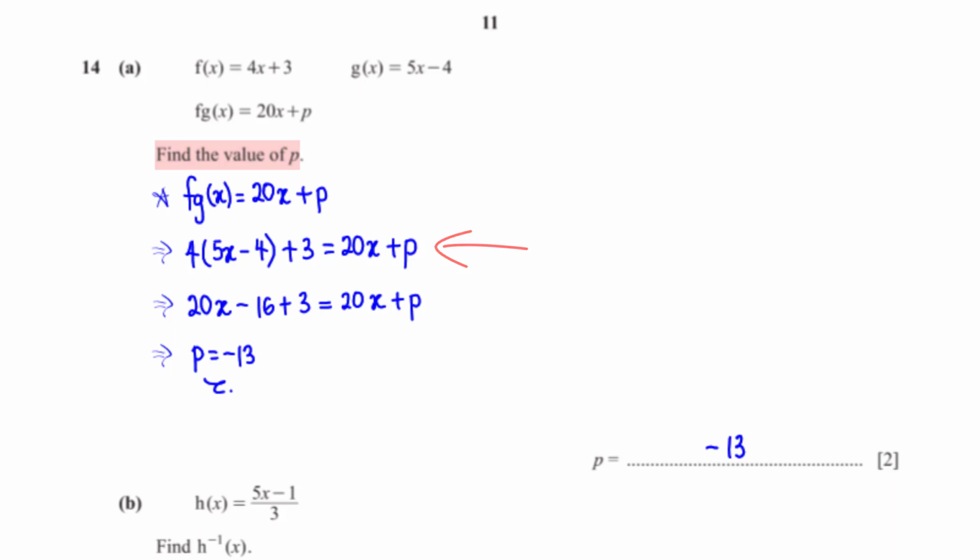When we expand the brackets, we have 4 times 5x giving us 20x, 4 times negative 4 giving us negative 16, and plus 3. And so we have 20x minus 16 plus 3 equals 20x plus p. When we compare both sides of the equation, we see that the 20x on both sides of the equation cancels out, and we are left with negative 16 plus 3 equals p. And negative 16 plus 3 gives us negative 13. And so our final answer is p equals negative 13.